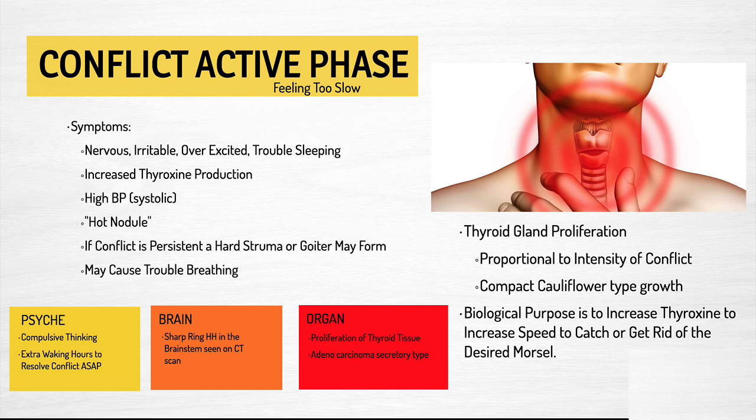And so what's going on is you are nervous, you're irritable, your body is sympathetic active. Instead of the normal day-night rhythm, you're not sleeping at night. You're waking up at 2, 3, 4 a.m. and you're thinking about this problem. Your body is increasing the thyroxine production. We've got thyroid gland proliferation, and this is always proportional to the intensity of the conflict. So the more serious, the more pressing, the more urgent it is, the faster the body is going to proliferate these cells. And this will form if it's left going on for a long period of time.